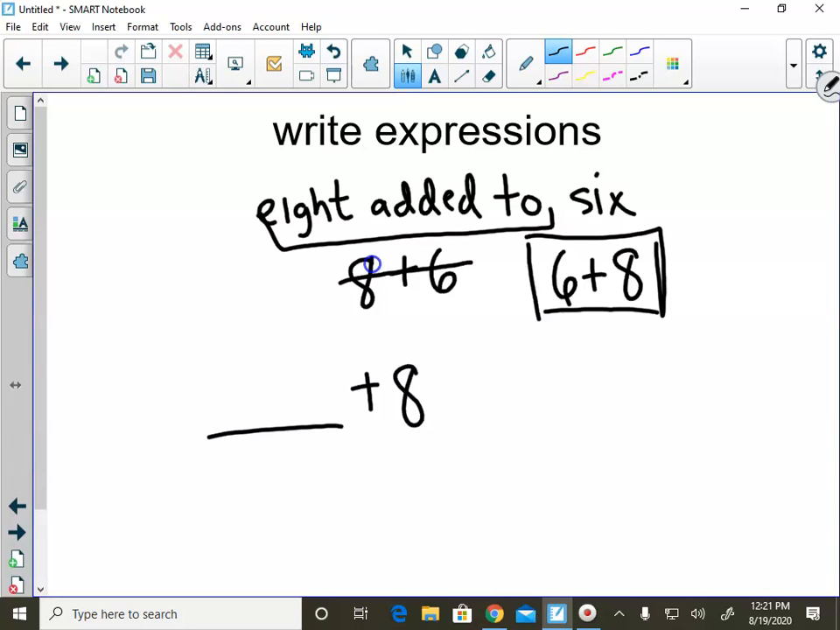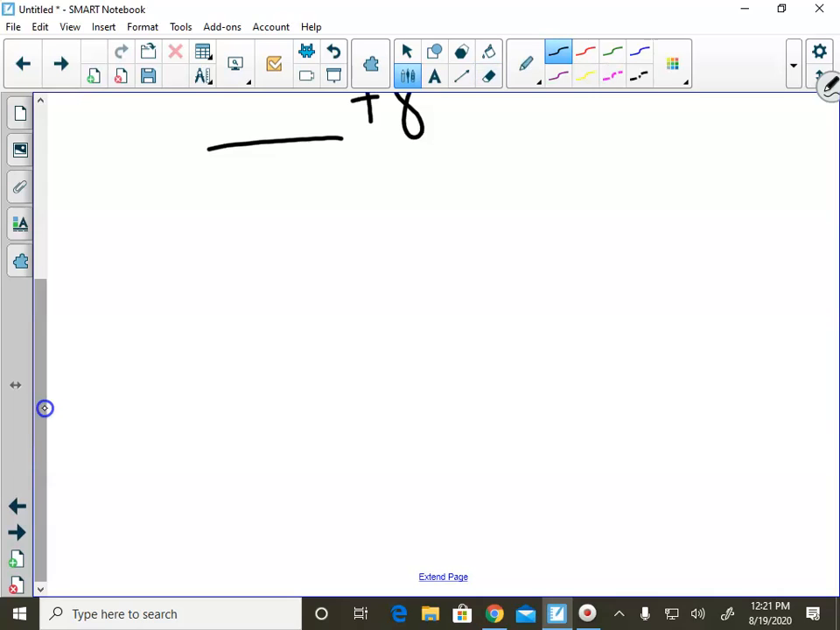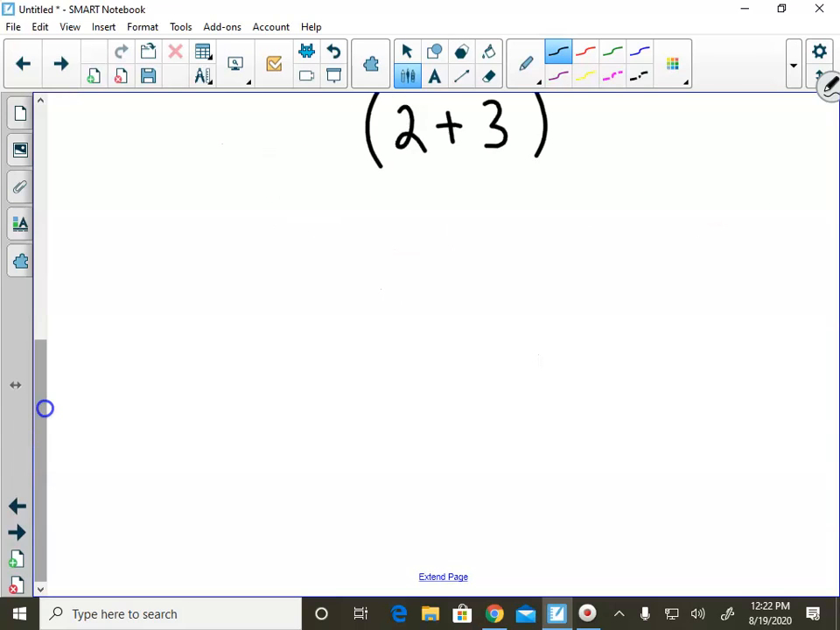Okay, another example would be if we had the sum of 2 and 3. As soon as we see these words, the sum of, remember from before, that tells you that you're going to have parentheses around your addition. And then what are the two things that we're adding? Well, we're adding 2 and 3. So this is what it would look like if you had the sum of 2 and 3.